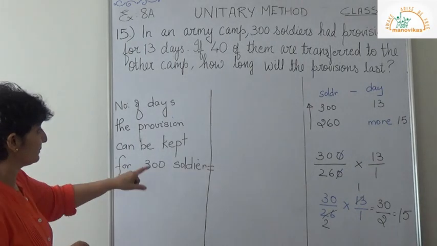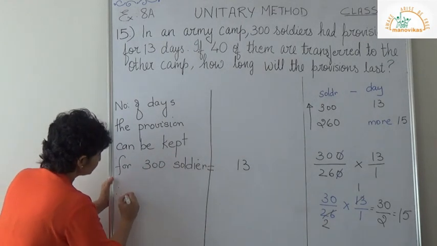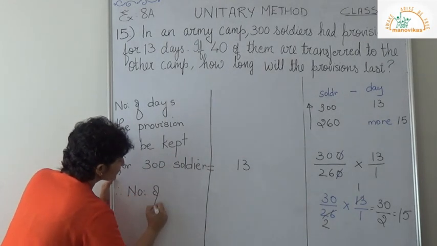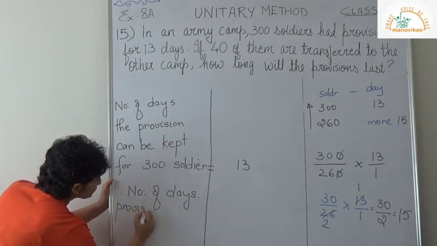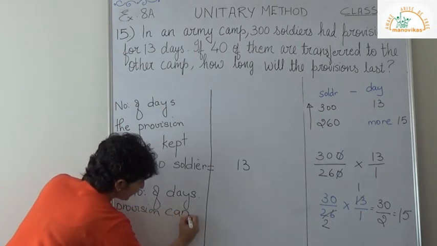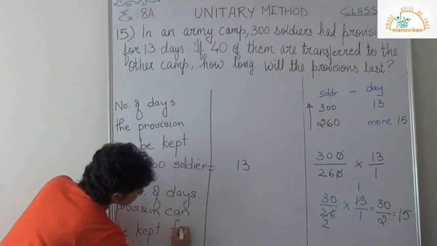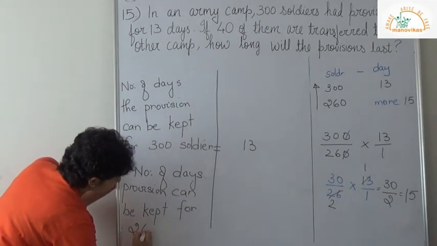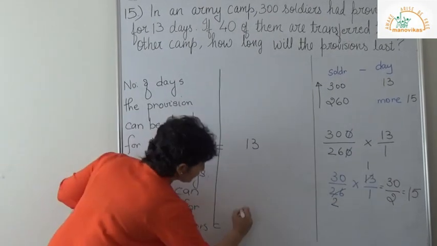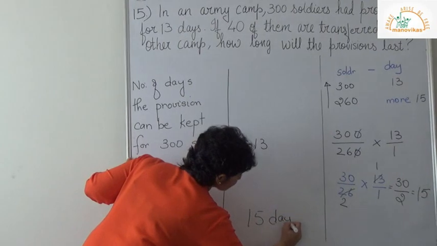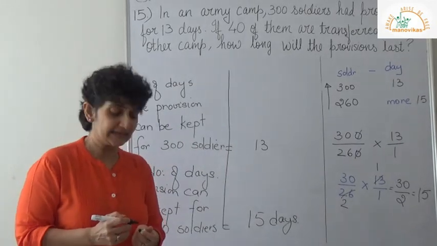Alright, number of days the provision can be kept for 300 soldiers. That is 13 days, isn't it? Therefore, number of days the provision can be kept or provided, anything you can write, children, can be kept for 260 soldiers. So that is 15 days. Is it clear? Have you all understood? Okay, let's move on to the next question.